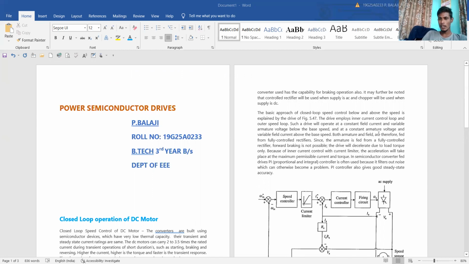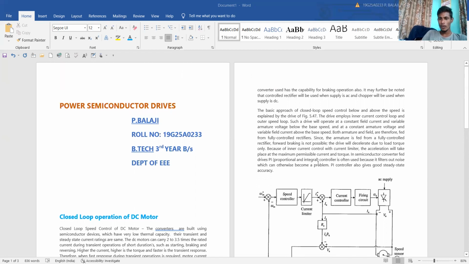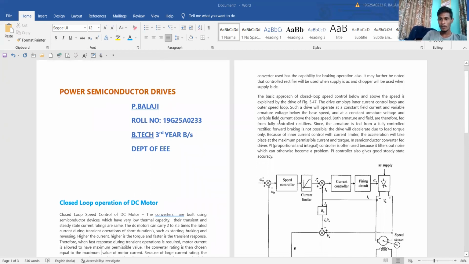Below base speed, the motor operates at constant armature voltage and varying field current above the base speed. The armature and field are therefore fed from fully controlled rectifiers. Since the armature is fed from a fully controlled rectifier, forward braking is not possible. The reverse deceleration is at low torque only because of the inner current control with the current limiter.